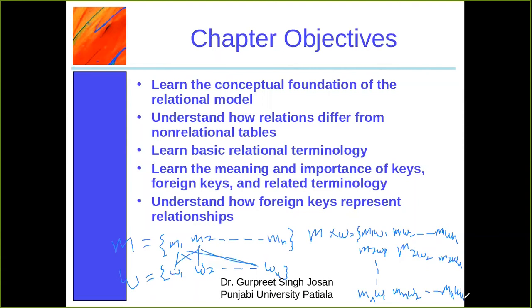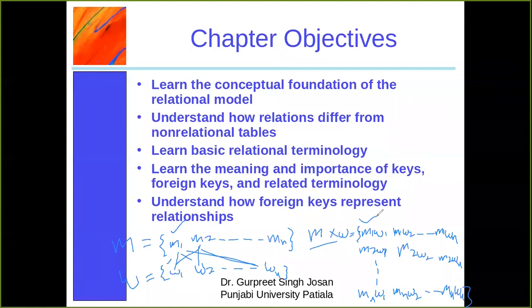Is that clear? Does anyone have any doubt? So cross product, I hope that everybody knows about the cross product. In the cross product we will multiply each element of set 1 with each element of set 2 and we will create a new set. So the result of this multiplication is basically a new set.